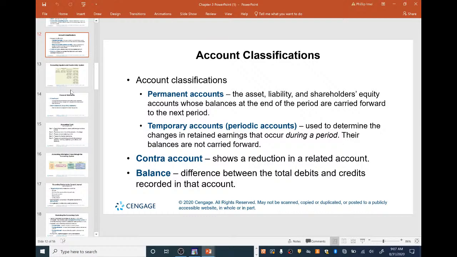So those are permanent accounts. Balance sheet accounts, permanent accounts. Once again, they're assets, liabilities, and equities. Now let's talk about the temporary accounts known as periodic accounts, okay?